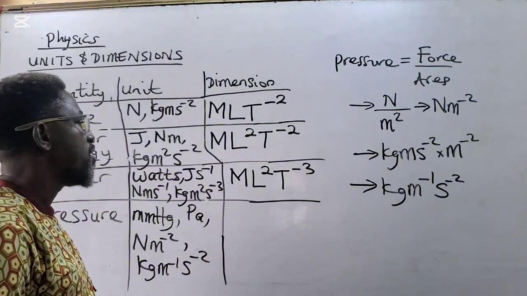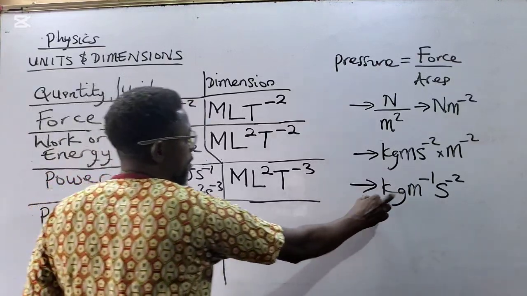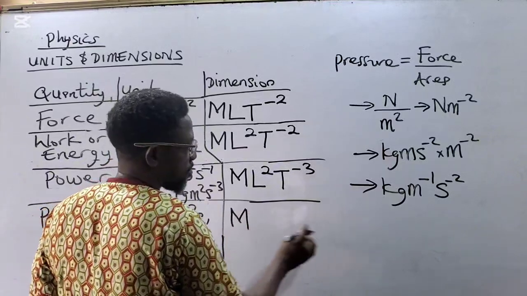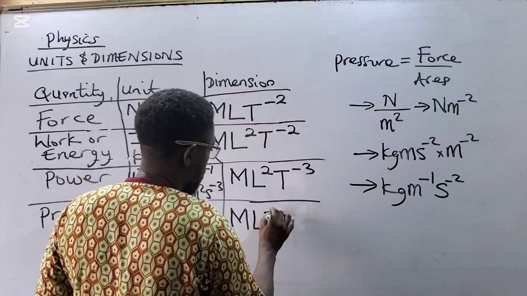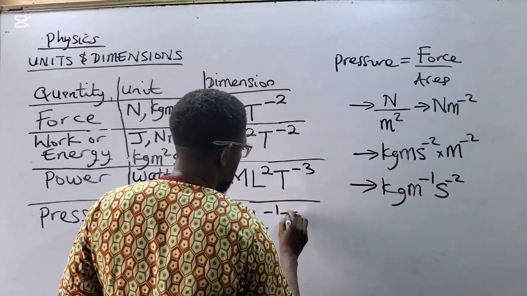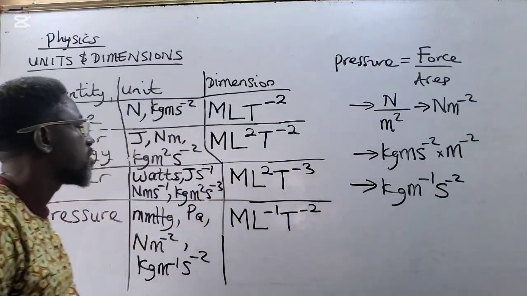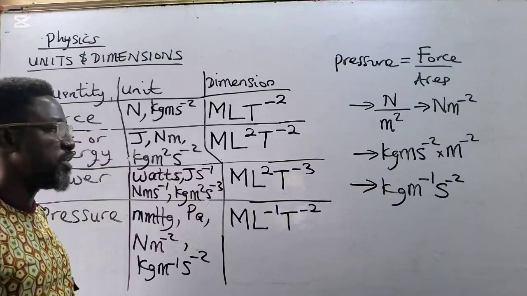So from there, we can get the dimension of pressure. Kilogram speaks of mass, that's M. Meter speaks of length, that's L, to power minus 1. Second speaks of time, T, to power minus 2. And that gives the dimension of pressure.